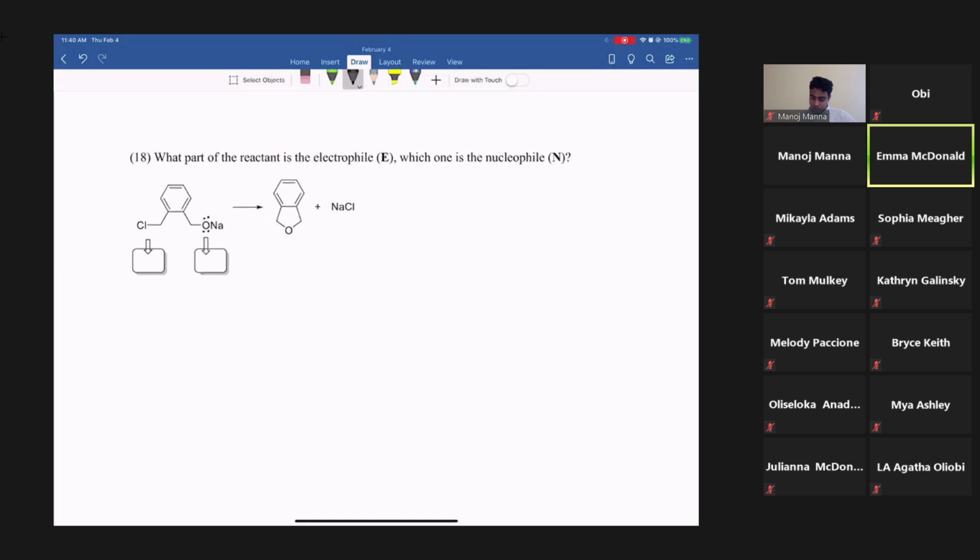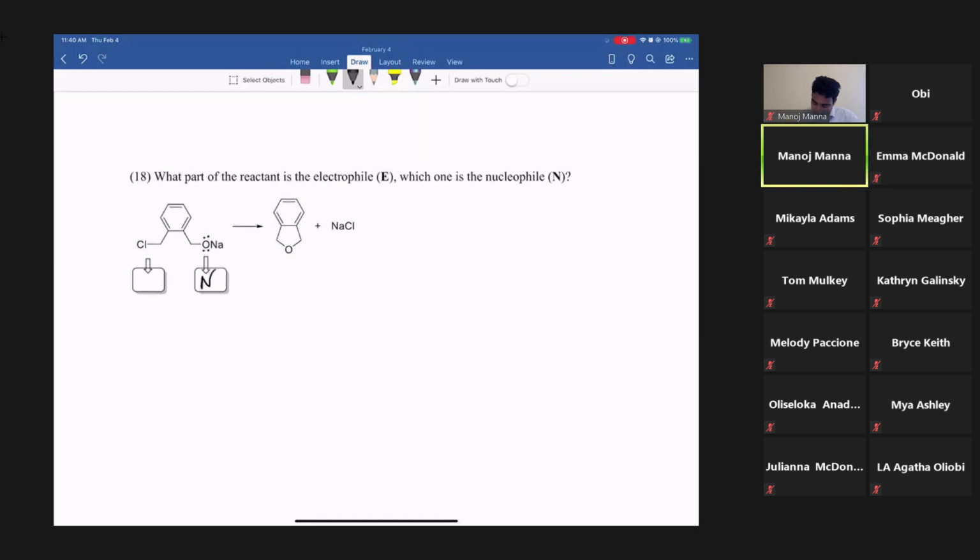Would the oxygen be the nucleophile? Yes, oxygen is the nucleophile. And the left-hand side would be the electrophile. So the right-hand side is a nucleophile because you have lone pairs of electrons on oxygen. If you draw this molecule the right way, you have oxygen with 2 lone pairs and 1 negative charge, Na plus, and here you have chlorine.